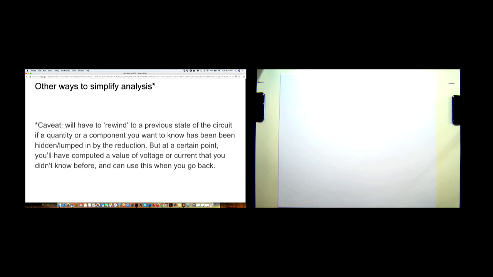Then a caveat is that you may need to rewind to a previous state of your circuit after simplification if you have hidden or lumped during reduction the element that you care about. But at a certain point, you will have computed a value of voltage or current that's useful for what you're trying to do. Let me give an example.